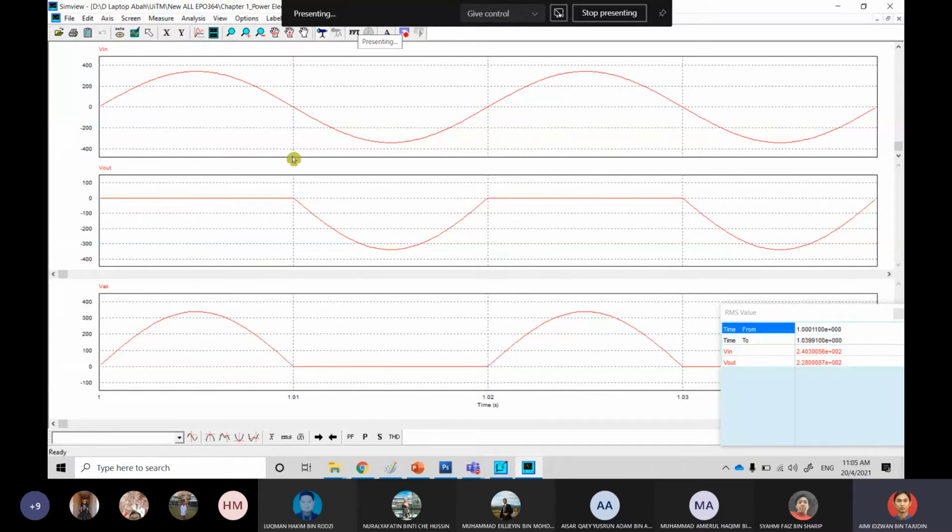Okay, so apa interpretation kamu kepada gambar ni? Bila trigger pada 180, switch tu baru on dekat 180 tu. So dekat negative cycle baru dia on macam tu. Cycle. Adakah kamu memberitahu saya this one daripada switching of the thyristor?